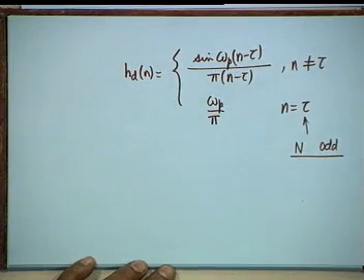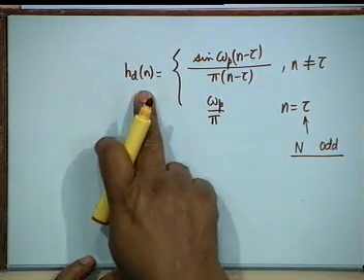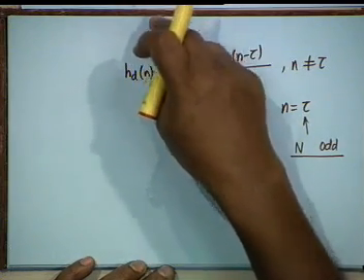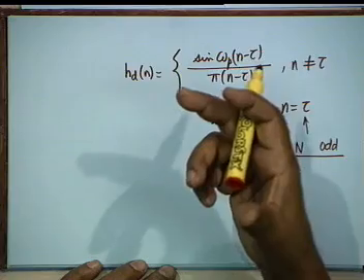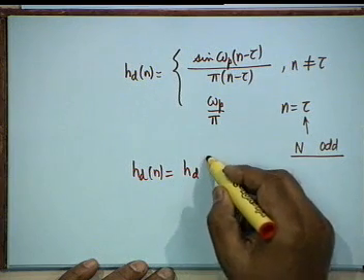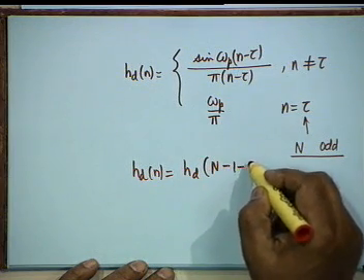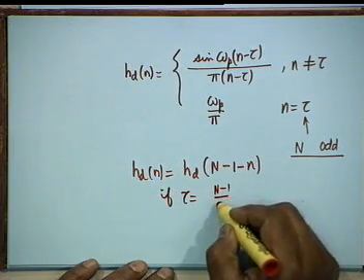Therefore, we assume that capital N is odd, and we also showed that if we take this, then linear phase is a consequence. In other words, we started with linear phase, then we obtained an h_d[n]. h_d[n] naturally should be the impulse response of a linear phase filter, which we verified last time. That is, we showed that h_d[n] is equal to h_d[N minus 1 minus n] if tau is equal to (N minus 1) by 2.